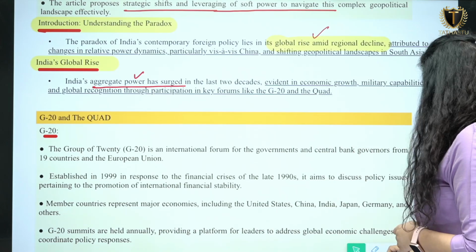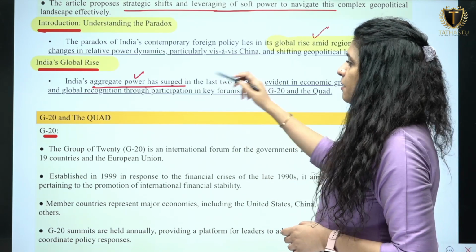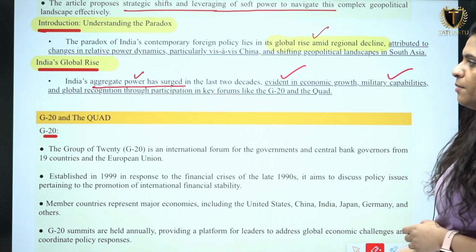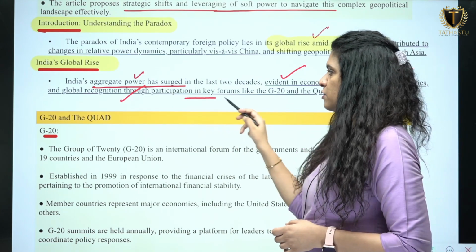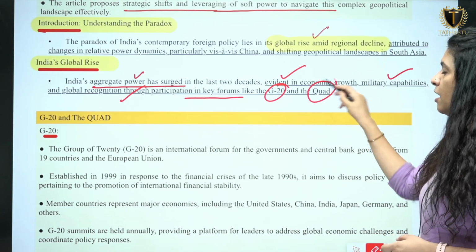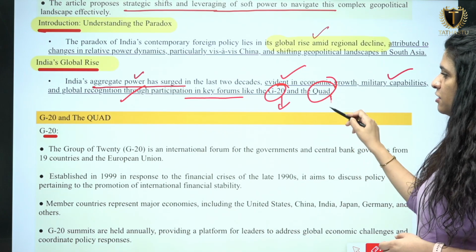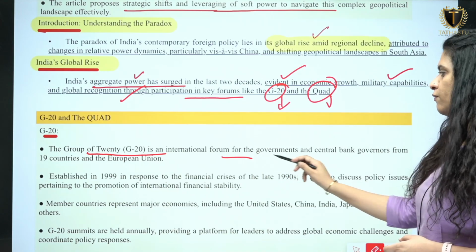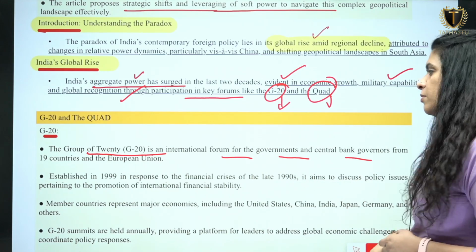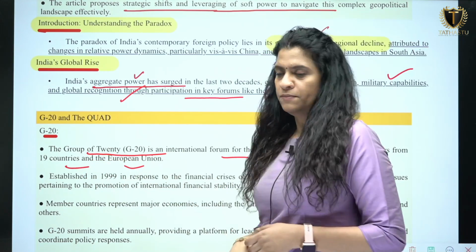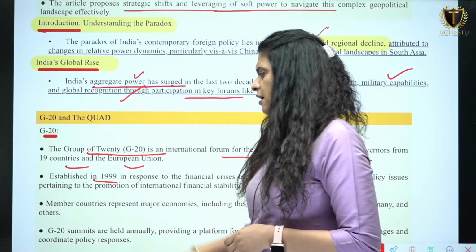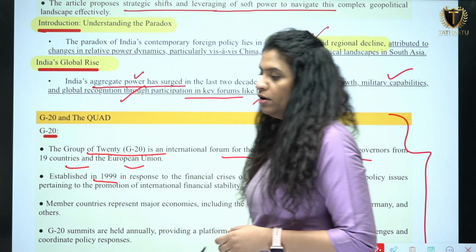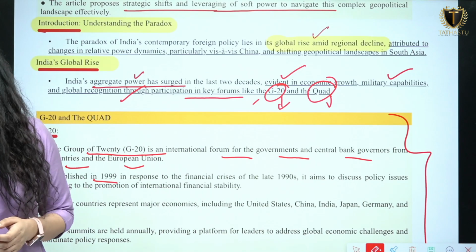Evident in economic growth. So how can we say that India's aggregate power is increasing? There is economic growth, there is military capability, and global recognition through participation in key forums like G20 and Quad. Because now you have to know what is G20 and Quad. G20 is a group of 20 countries, an international forum for the governments and central bank governors from 19 countries and the European Union, established in 1999. So these are some of the basic facts of G20. You can read on your own. I have just mentioned it because it came up in the discussion.